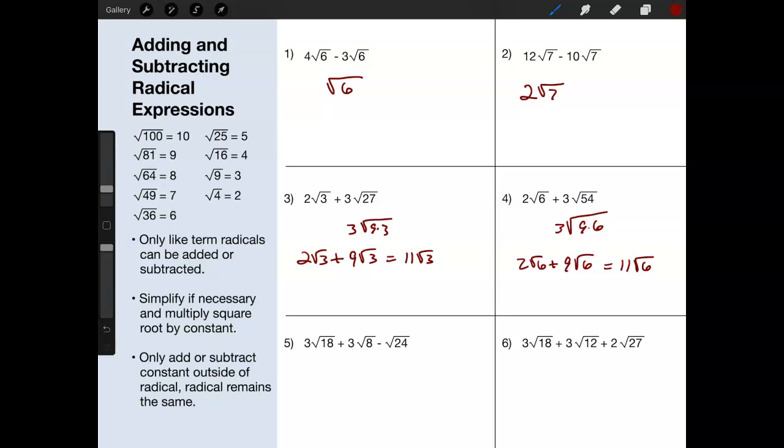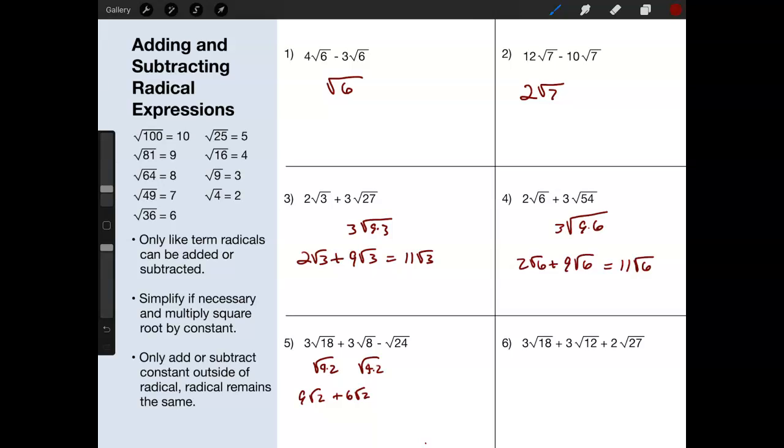For number 5, we have 3 radical 18 minus 3 radical 8 minus radical 24. We can simplify the square root of 18 to 9 times 2. The square root of 9 is 3. 3 times 3 is 9, so this would simplify to 9 times the square root of 2. We have 3 square root of 8. The square root of 8 can be simplified to 4 multiplied by 2. The square root of 4 is 2. 2 times 3 is 6, and we can simplify this to 6 times the square root of 2.